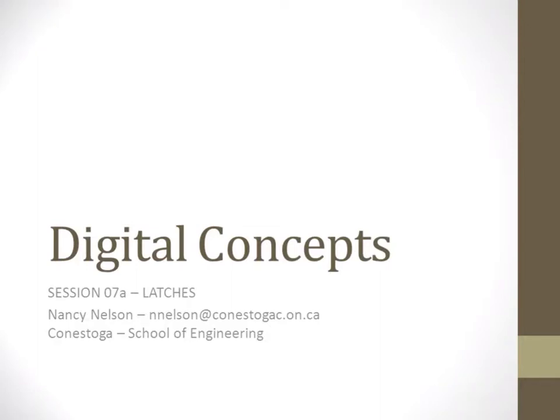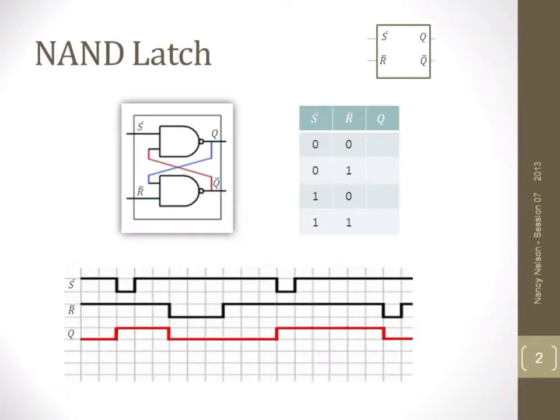In this session, we'll look at the three basic latches: the NAND latch, the NOR latch, and the D latch. Last time we looked at how a NAND latch works. Remember that all a latch is a simple storage device. We have two inputs, a set and a reset, and we can tell by the inversion bars here that these inputs are active low. With the two inputs, we know there are four possible combinations.